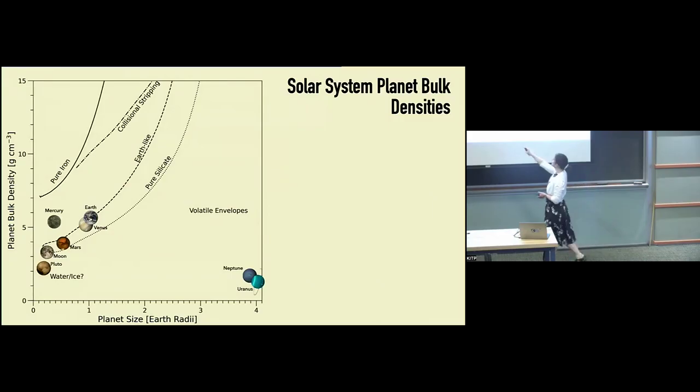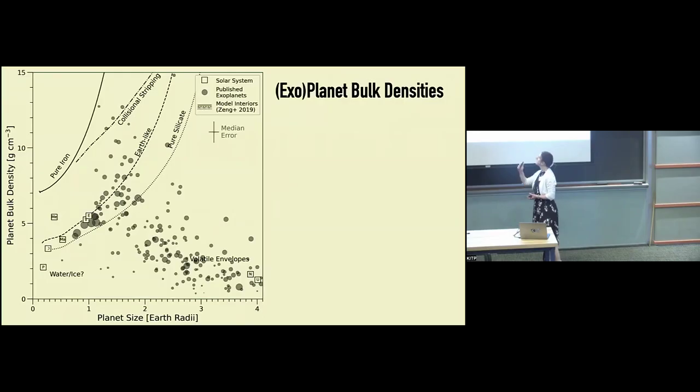Over on the right side of this plot, we have our lovely planets Uranus and Neptune, which might be ice giants, although as we heard, hey, maybe they're actually methane giants, what do we know? But these are their densities and radii. So this sets the landscape for our exoplanets, and I'm going to add them now. Here are the exoplanet densities and radii. I've replaced the solar system planets with square boxes for clarity.